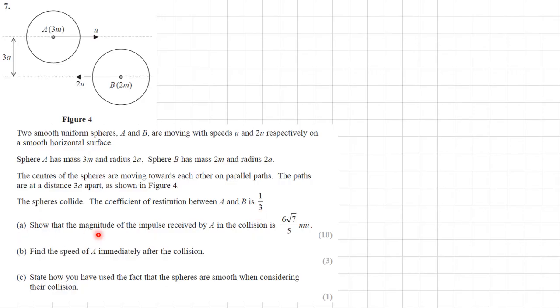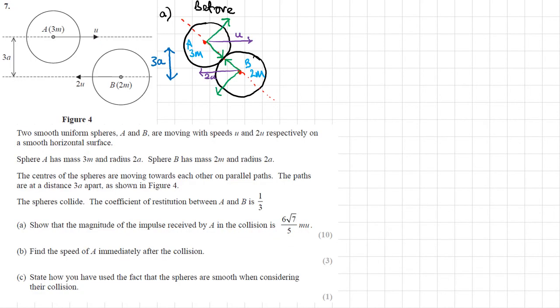Part A showed that the magnitude of the impulse received by A in a collision is 6√7 over 5 mu. So I've started off with a diagram here at the moment they collide. At the point of collision, just before, I want to know what their velocities are. A was moving across this way with u, B in the opposite direction with 2u, and at the moment of impact, the vertical distance between the centres of the two spheres is 3a.